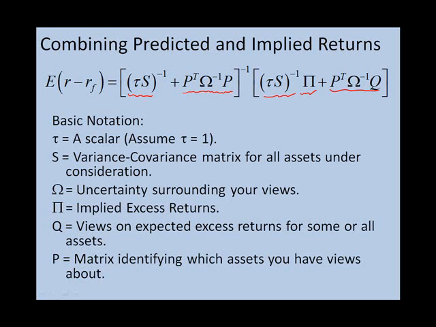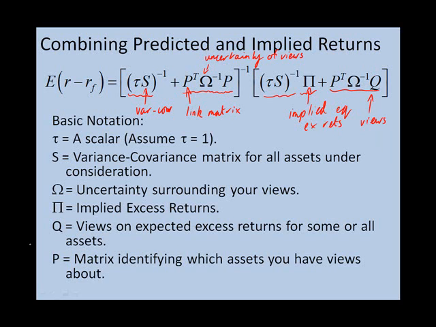S is the variance-covariance matrix. We've seen that before. P is what we're going to call a link matrix. It's a matrix which identifies the assets about which we have views. Omega represents the uncertainty of our views about an asset. Pi represents the implied equilibrium excess returns. And Q represents our views.